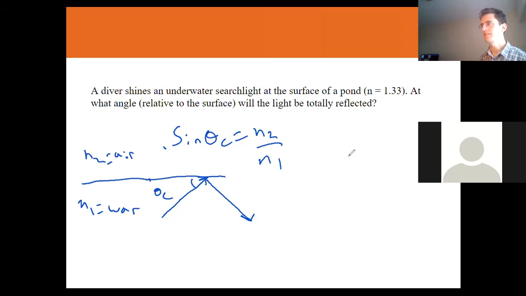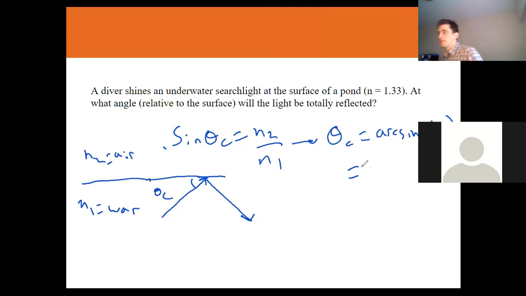So to get the angle, just use inverse sine, arc sine. N2 is air, which is approximately 1, water is 1.33. And if you plug that in, you should get an angle of around, I want to say, 70, 75, 76 degrees.